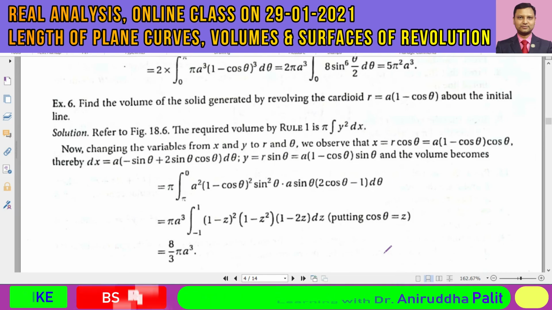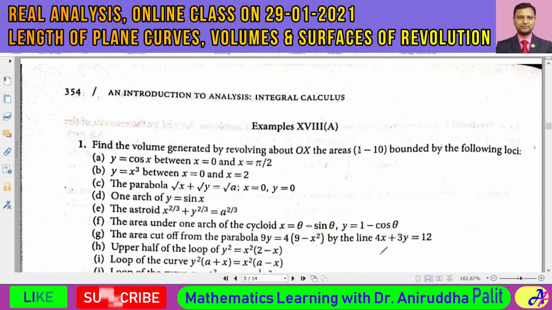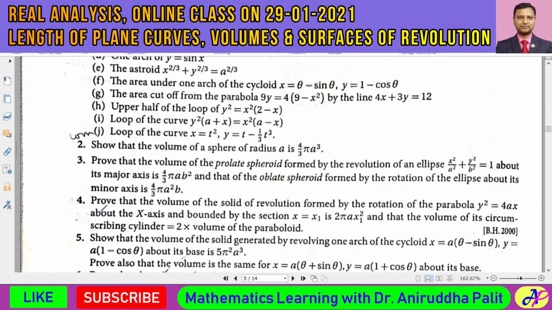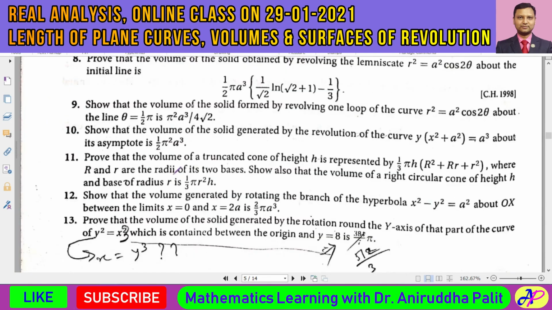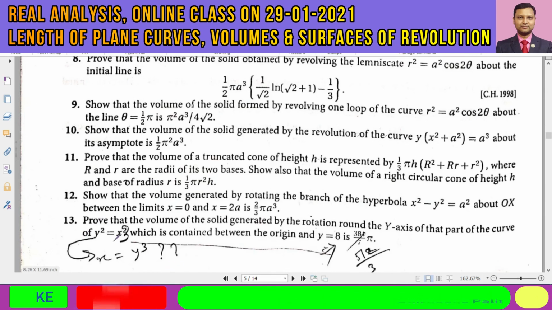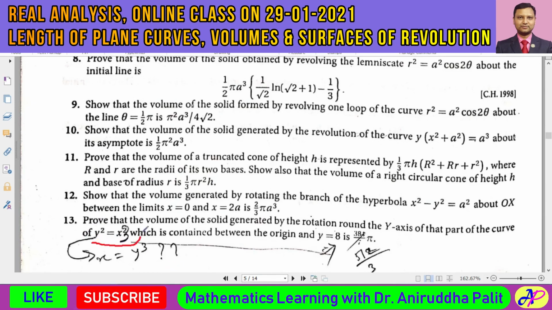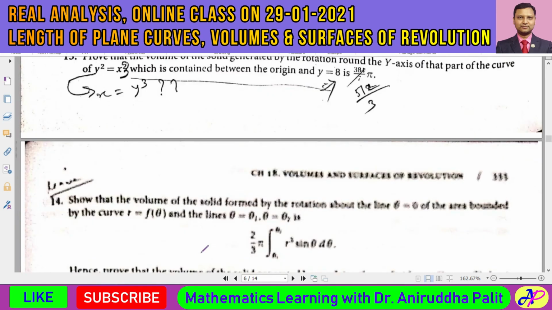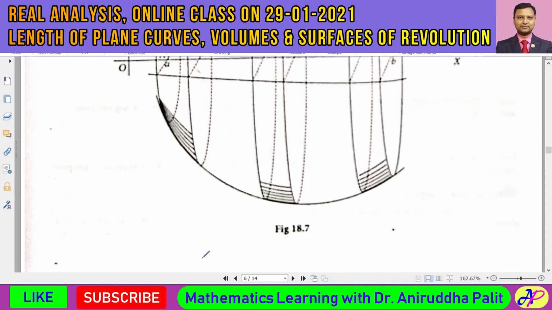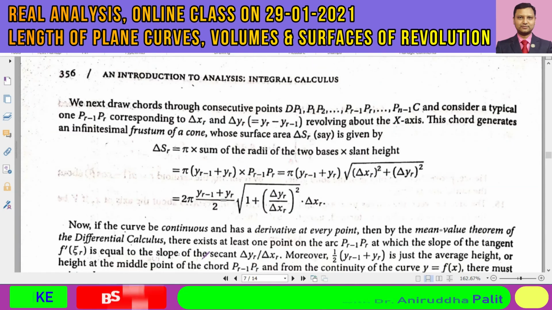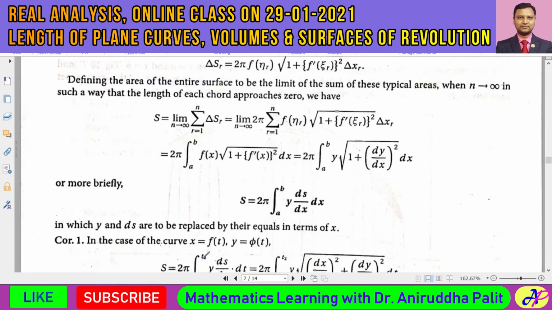Okay. And if you want to go through some problems, you can go through this kind of problems. Maybe there is a printing mistake. Y square is equal to x cube. There is a printing mistake in this question. So you can go through a few examples from this portion. Now in case of surface of revolution, the formula is this one.